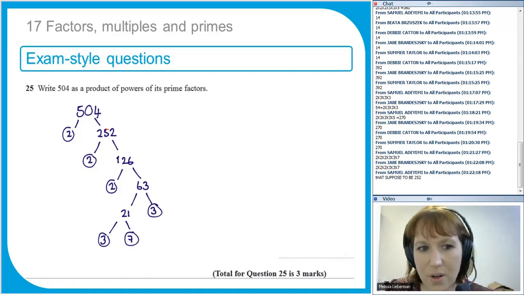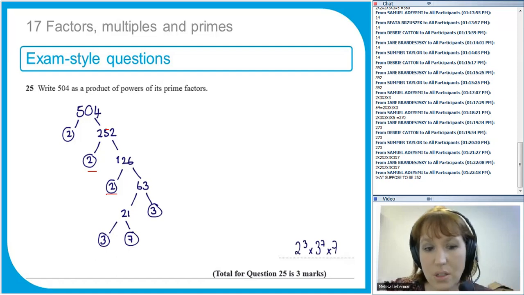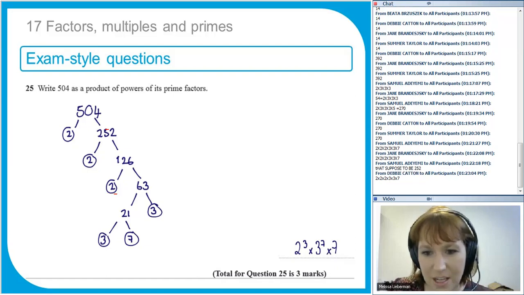Okay, so once we've got all our prime factors circled, we can just write them out in order of size. So we would write this as 2 times 2 times 2 times 3 times 3 times 7. And if you want to tidy that up to write them in index form, you can. So 2 times 2 times 2 is 2 to the power of 3. That's a mistake. That should be 2 to the power of 3 times 3 to the power of 2.